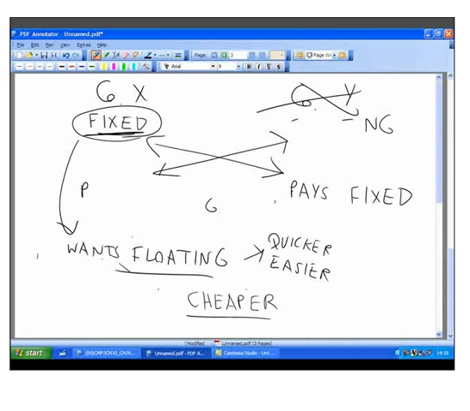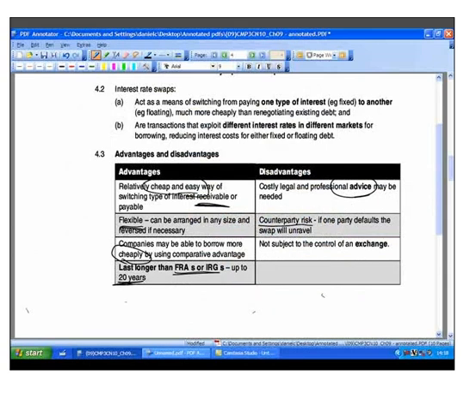Let's work through a numerical example that will show you how swaps can work, and also set up a pro forma that you may find useful in dealing with exam questions on swaps. Take a moment just to read through the lecture example, and then press play when you're ready to continue.